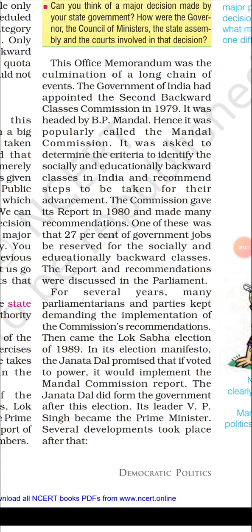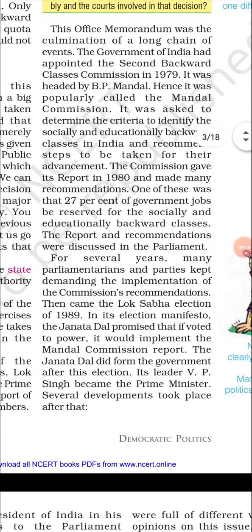Then finally, in 1989, there was a Lok Sabha election. In that Lok Sabha election, when the Janata Dal was campaigning for the election, it said that if we win the election, we will implement the Mandal Commission. So it was the campaign slogan, or the promise given by the Janata Dal party, and the Janata Dal won the election that time. During that time, the leader V.P. Singh became the prime minister. Who was the leader of Janata Dal? V.P. Singh. He became the prime minister, and he took several developments in India.